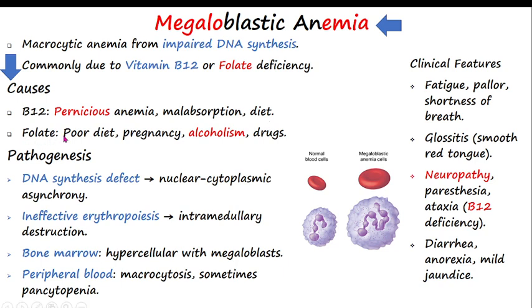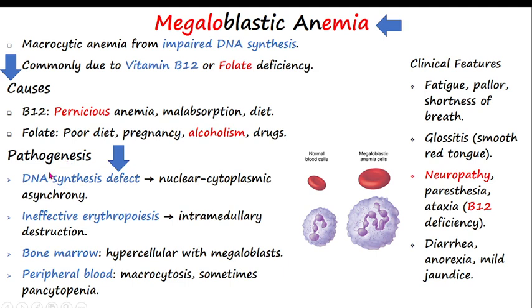When you go to folate or folic acid, which is vitamin B9, it may be deficient because it is not in the diet, or because of pregnancy. In pregnancy, remember there are two people, the woman and her baby. So if there are two people, it means there is an increased requirement. Also, those who are addicted to alcohol can have a deficiency of this folate, and so can those on certain drugs.